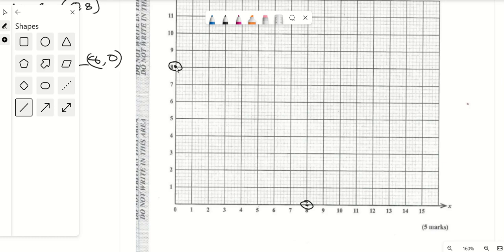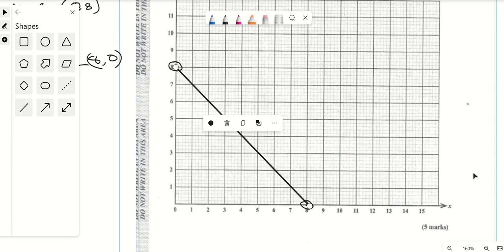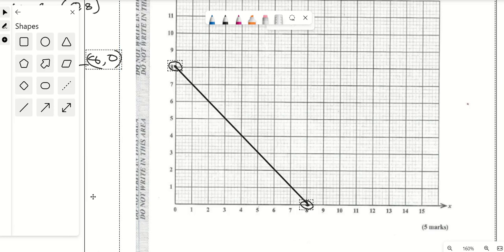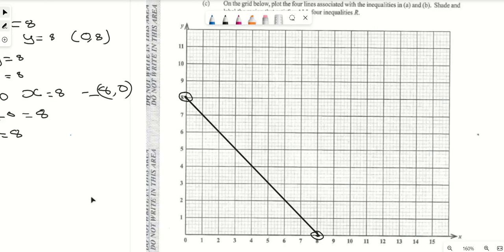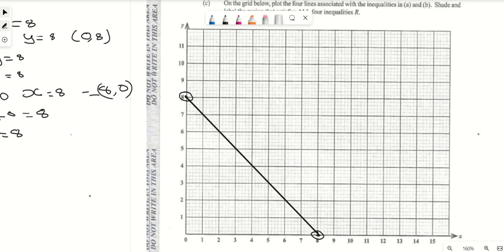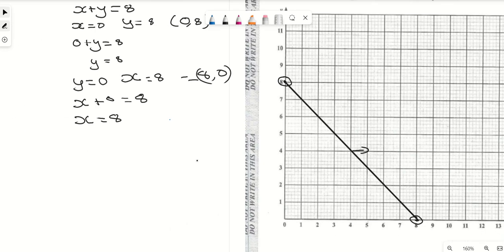And that line that is being drawn in black is x plus y more than or equal to 8. Right? Now, if we're talking about the inequality, we know that more than or equal to 8 would be in this direction here. Right, guys? I'm just showing it.